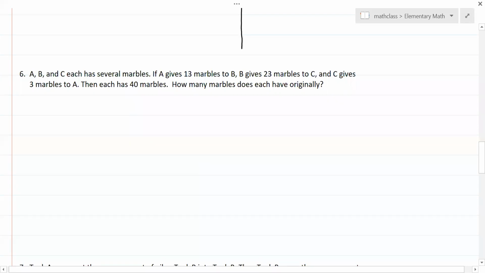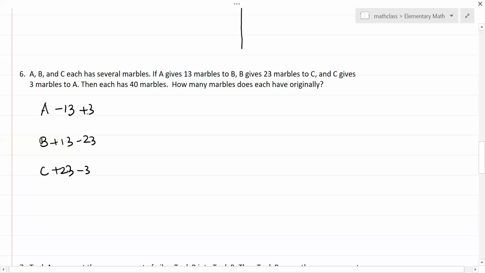So what you do is, let's try to use the equations. Okay, follow the steps. Let's see how each one changes. A is going to lose 30 marbles. B is going to get 13 marbles, right? And then B gives away 23 marbles to C, so C gets 23 marbles. But C gives 3 marbles to A, so you add the 3. So that would be the net change, right?